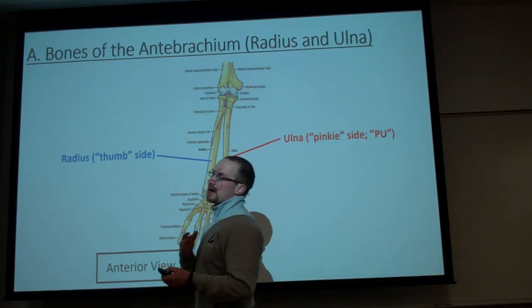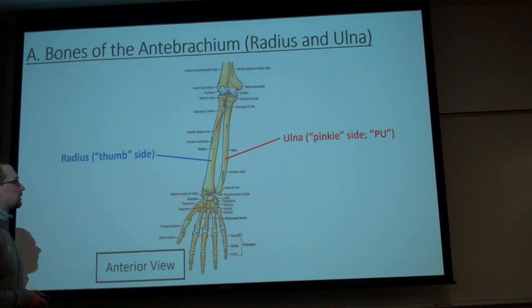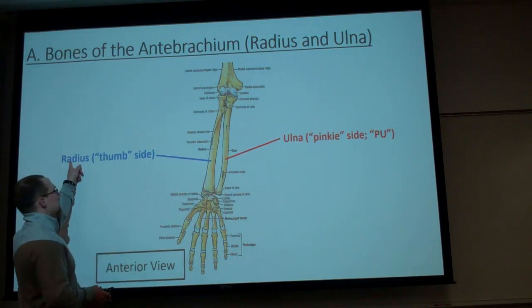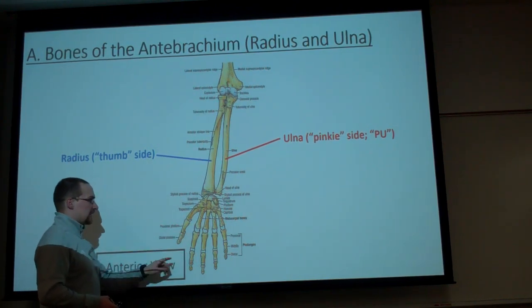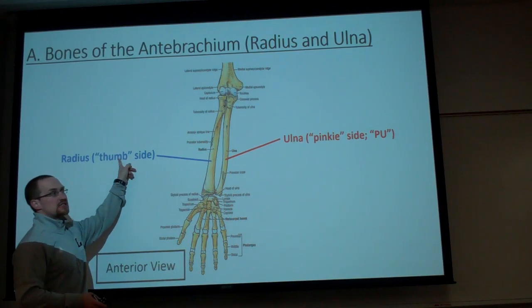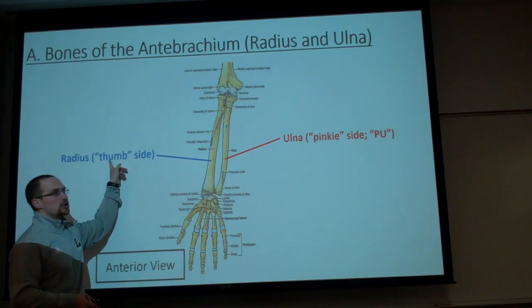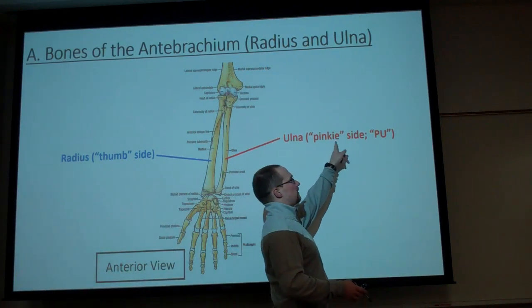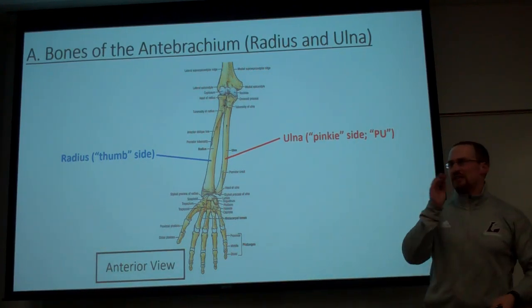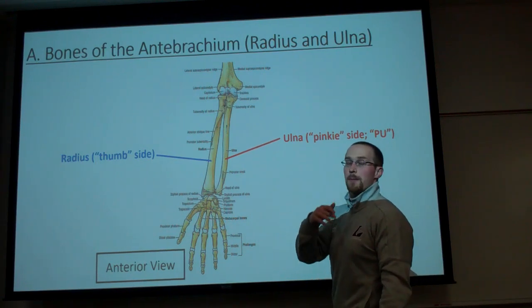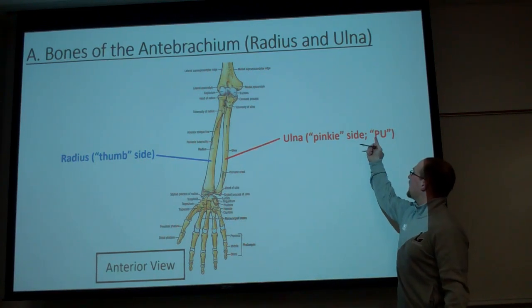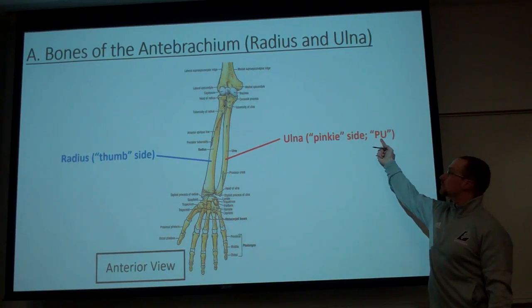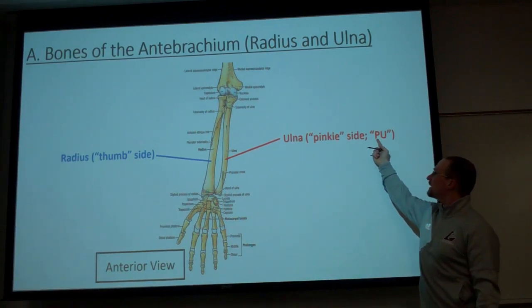Now, a lot of times people mix up which is which. Remember that your radius in the anatomical position is always going to be on the thumb side. Ulna is always on the pinky side. PU, that stinks. PU, stinky. Pinky on ulna.